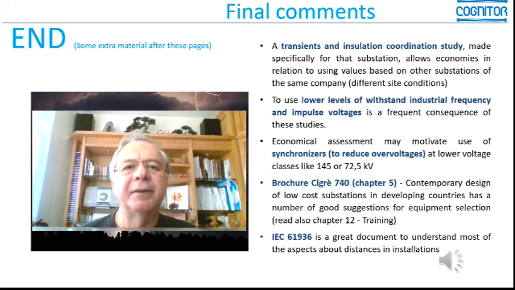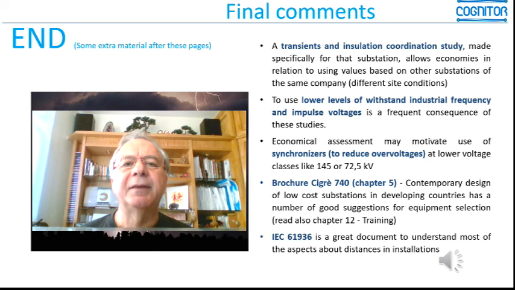We have one interesting document as reference, which is the CIGRE brochure, a very recent one, published in 2018. The brochure CIGRE 740, and especially chapter 5, has a very big number of good suggestions for the equipment selection for substations. Also in this brochure, we have one interesting chapter, chapter 12, which speaks about training. And this is very rare to find in technical documents that we see in the sector.